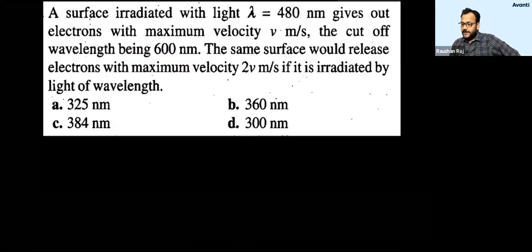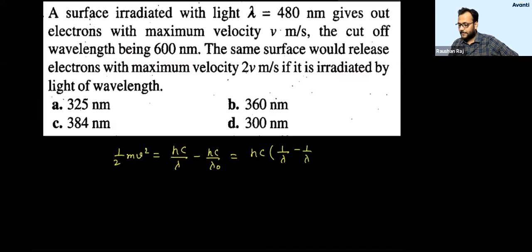So when lambda is 480 nanometer, the maximum velocity is V. I will write half into m into v square will be equal to hc by lambda minus hc by lambda naught. Can I write like this? I take hc outside. I'll get 1 by lambda minus 1 by lambda naught.